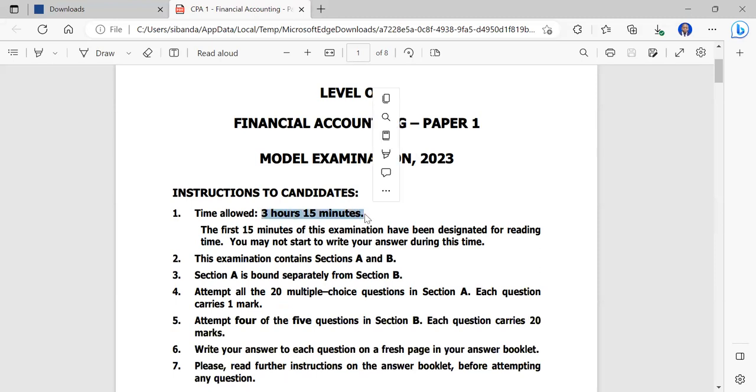For 3 hours and 15 minutes, time yourself and do the paper. If the 3 hours and 15 minutes end, stop, and you submit your answer. And what we are going to do, I'm going to create time for us to go through these questions.